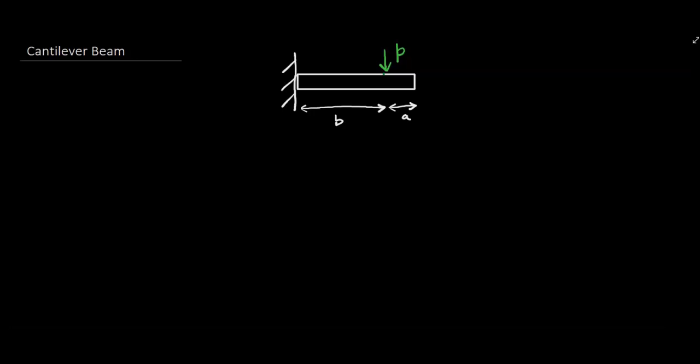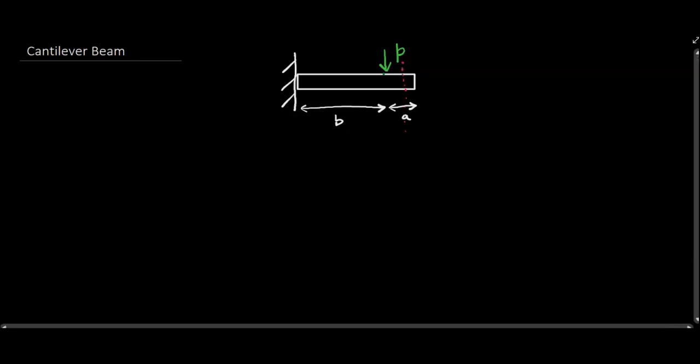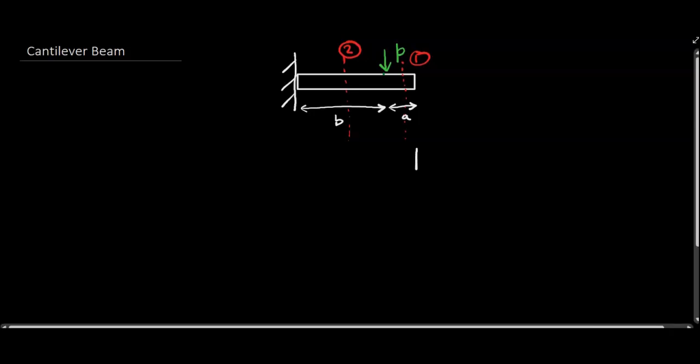And I'm going to show you that I'm going to take some cuts. I'm going to define one here, so this will be position 1 if you like. And then position 2 is anywhere between the root of the beam and the applied load. So that's number 2. Position 1 and position 2. Okay, and finally I want to define a coordinate system. I'm going to start from the right hand edge, working left, and I'll call that X in this example.